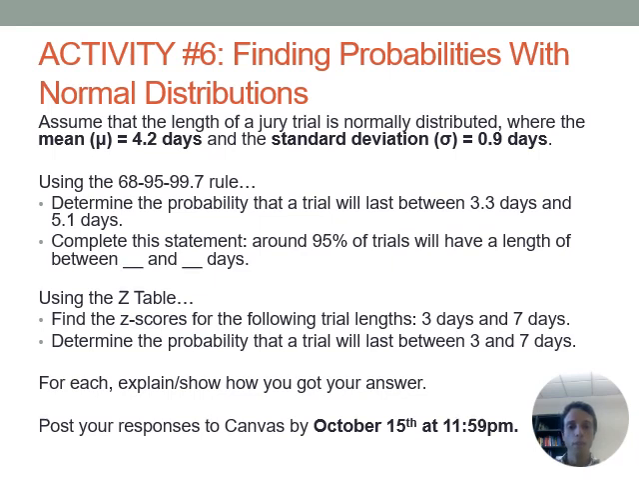And what I'm going to ask you to do in this problem is to first use the 68-95-99.7 rule to answer some questions. So the probability that a trial will last between 3.3 days and 5.1 days, and then also figure out the range of days that you have a 95% chance of getting a trial within that range. And then also use the z-score to figure out the probability of a trial lasting between 3 and 7 days. So there'll be two steps: find your z-scores in that first bullet point, and then use the area under the curve in the z-table to figure out the actual probability of getting an outcome within that range.